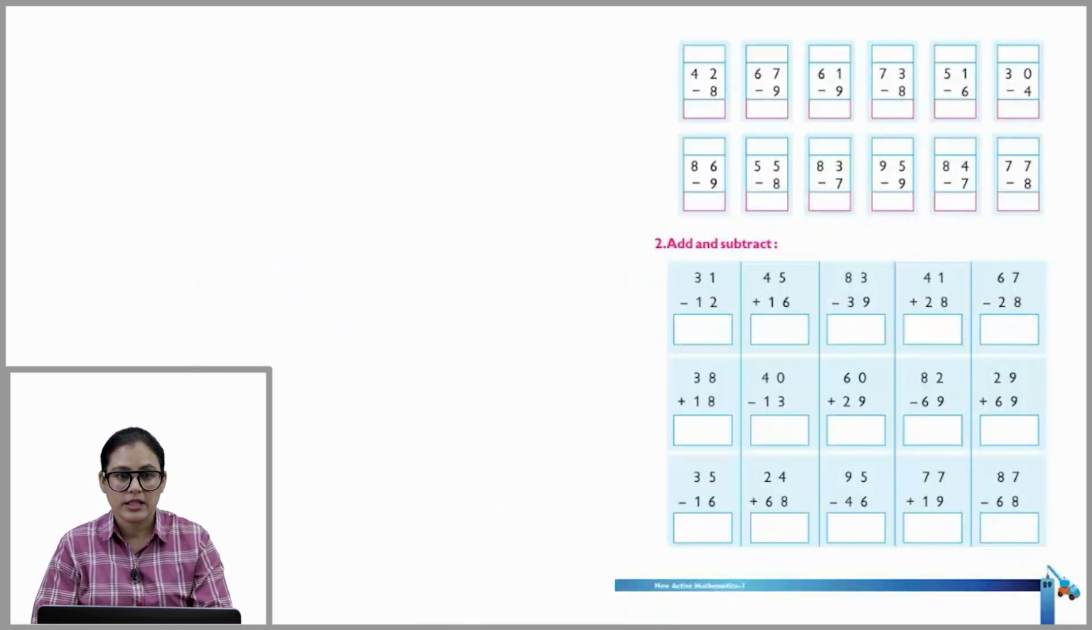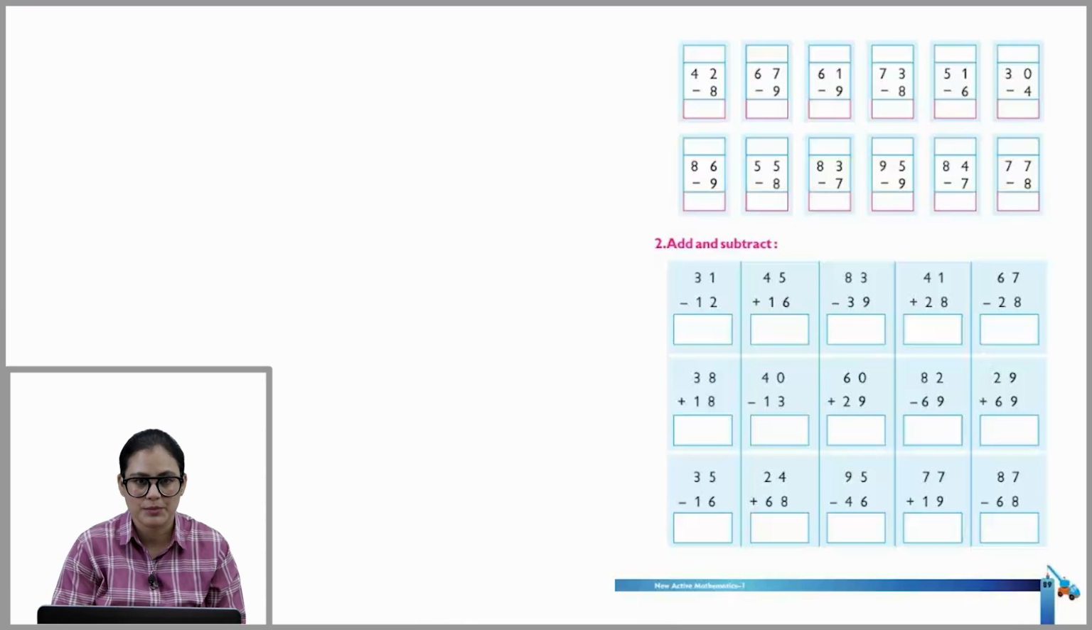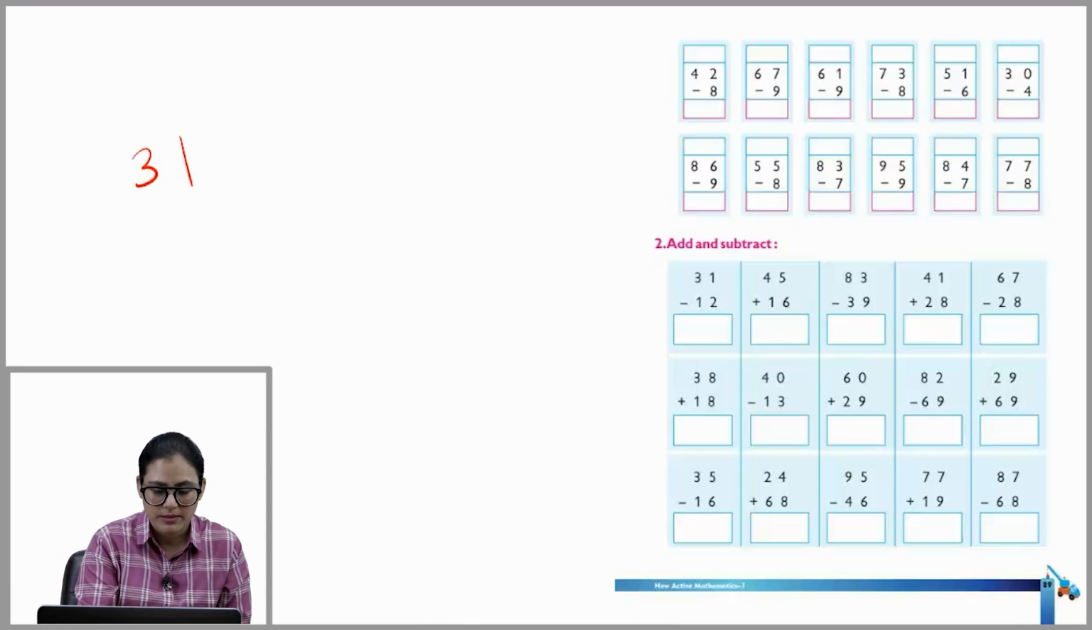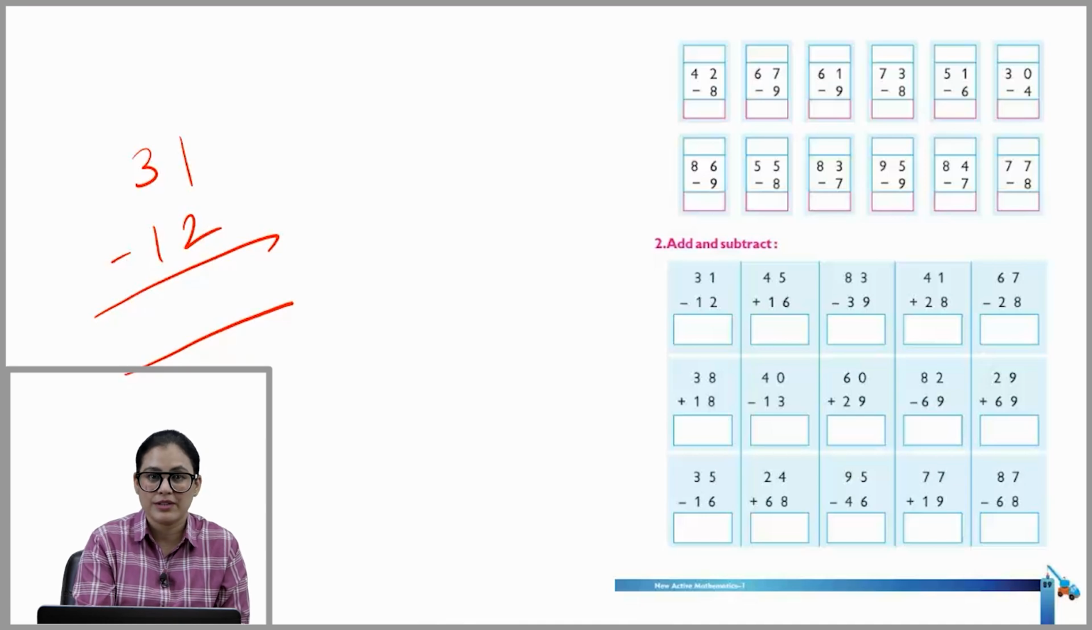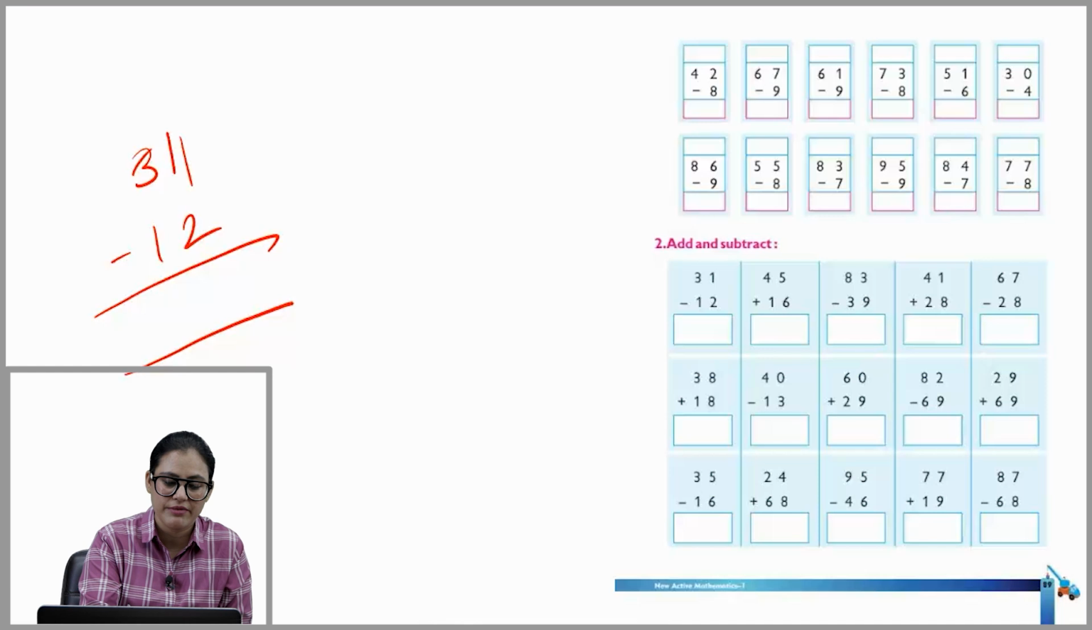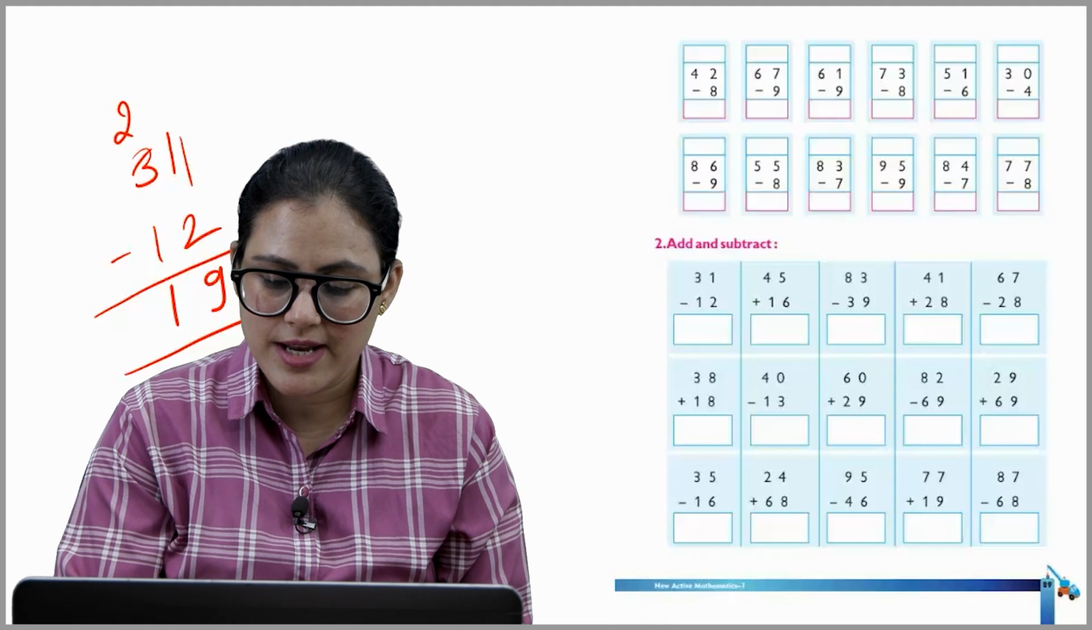Number 2, add and subtract. First subtract 31 minus 12. Okay, you cannot subtract 2 from 1, so we will borrow 1 ten from here. It will become 11, it will become 2. 11 minus 2 is 9 and 2 minus 1 is 1. So the answer is 19.